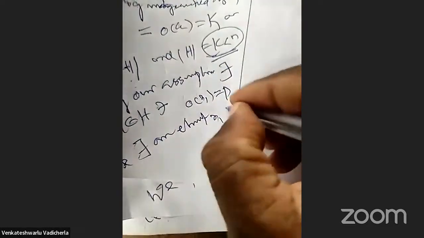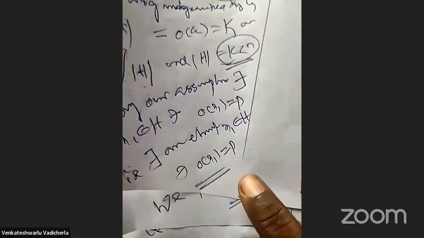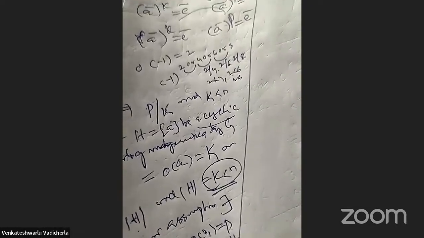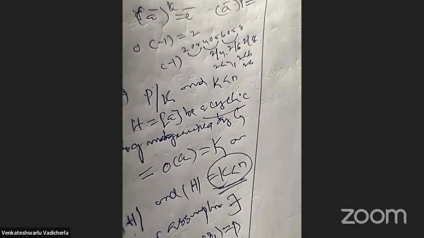Element X1 belongs to H, such that the order of X1 is equal to P. This is the theorem. Case one: G is a cyclic group, theorem proof. Case two: G is not a cyclic group, which has two sub-cases: P divides the order of the cyclic subgroup generated by B, and P does not divide the cyclic subgroup generated by B.